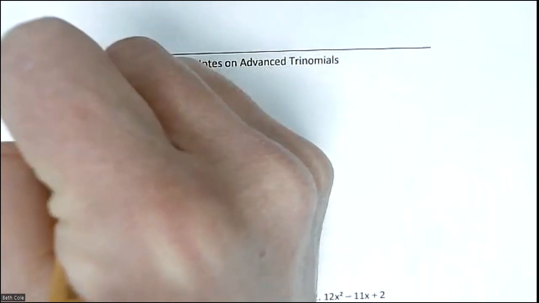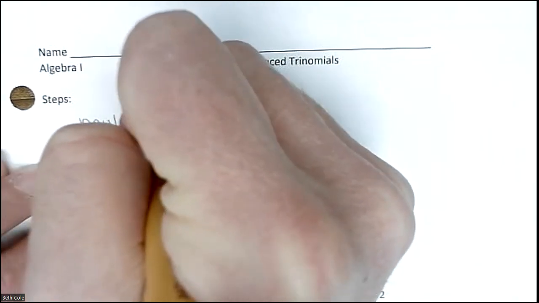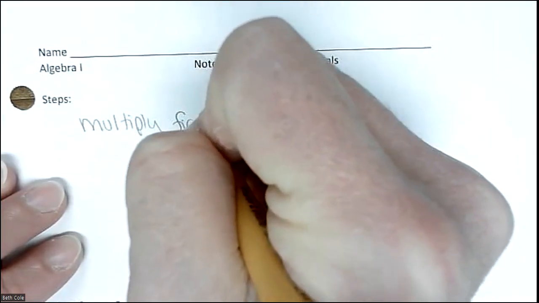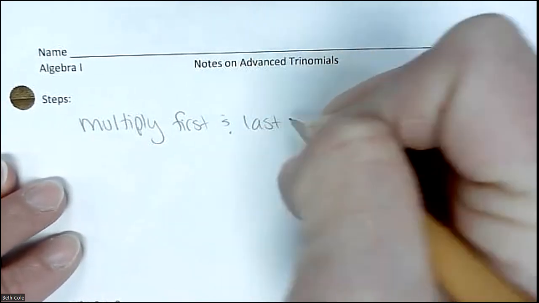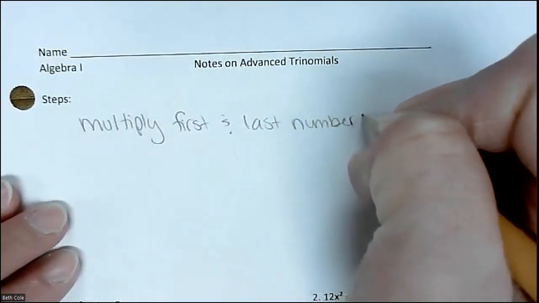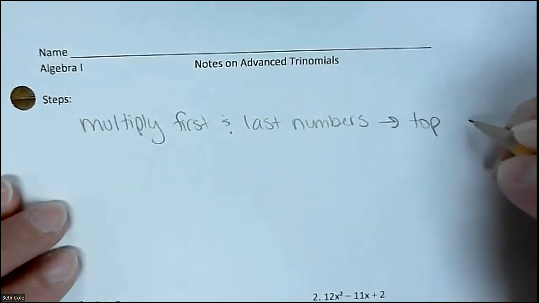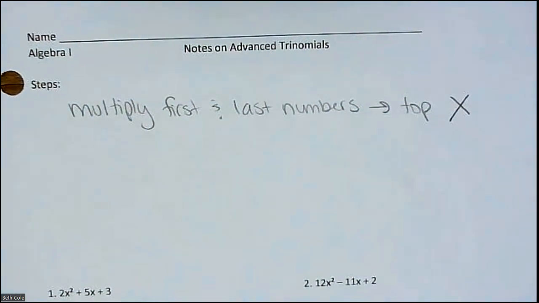All right, your first step, you are going to multiply the first and last numbers, and that goes on the top of your X box. So you multiply the first and last numbers, that's what goes on the top of the X. You've actually been doing that all along. It's just that the first number was always a 1, so it didn't change anything. Can you humor me and write this down? Because you will actually have to know how to do this.